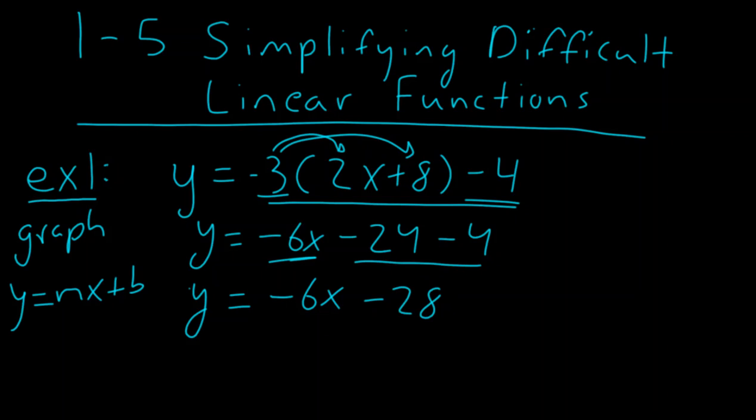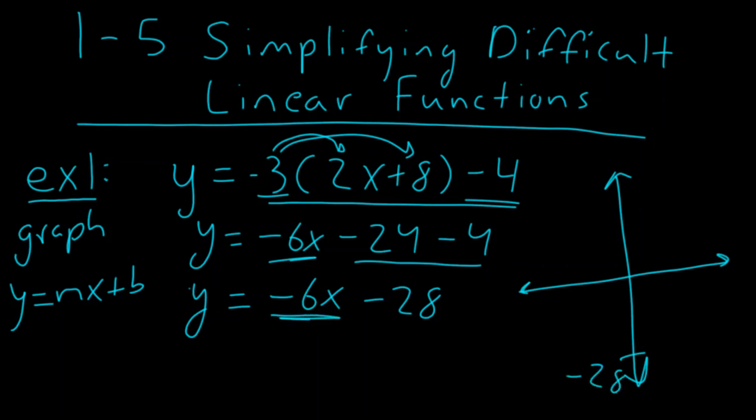Now what would this look like as a graph? I'm actually going to use more of my rough draft graph, to be honest, because I don't want to count down 28 units. So I'll simply say this. Here is negative 28, and then this value of negative 6, we know that it is negative, so it is decreasing. And I'm just going to draw myself a rough draft graph like such. Okay? Let's go ahead and move on to our next example.